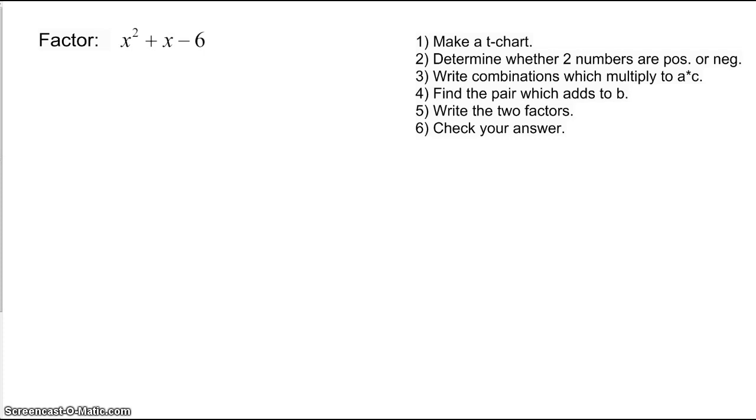What we're going to basically do is start by making a t-chart. Just like that, 2 columns. I'm going to put an M at the top on the left and an A at the top on the right, and that stands for multiply and add. So first we're going to determine whether the two numbers we're looking for are positive or negative.